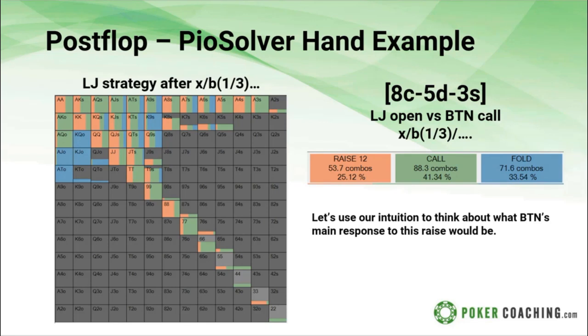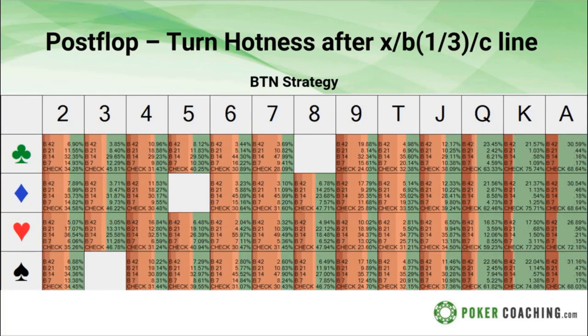So let's go through the most common line first, which is going to be low jack check. Button small bet, one third, and then low jack call, 40% here. So what we have here is turn hotness. This shows the button strategies on every single turn that could come. We really just want to gain intuition on why we're using certain bet sizes on the turn. And I think it's pretty clear that on ace and king, we're using this bet 42.